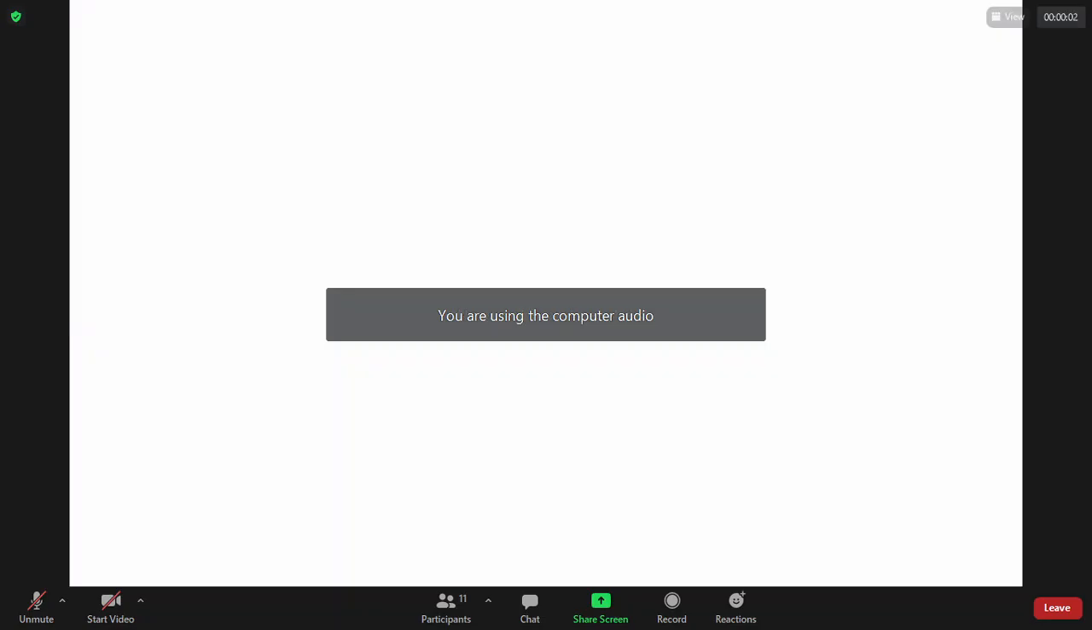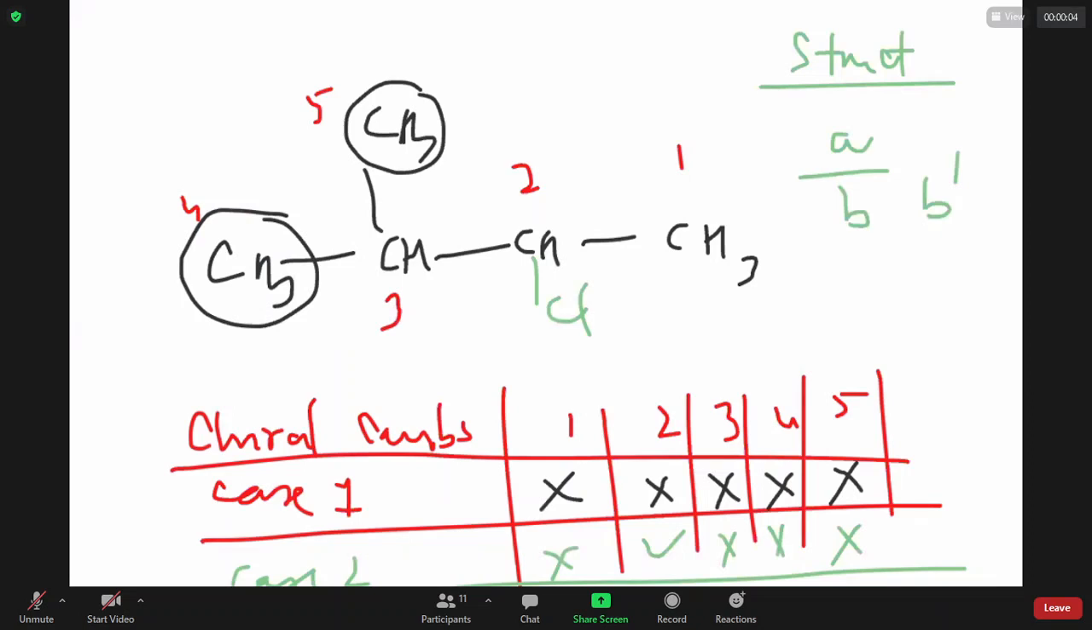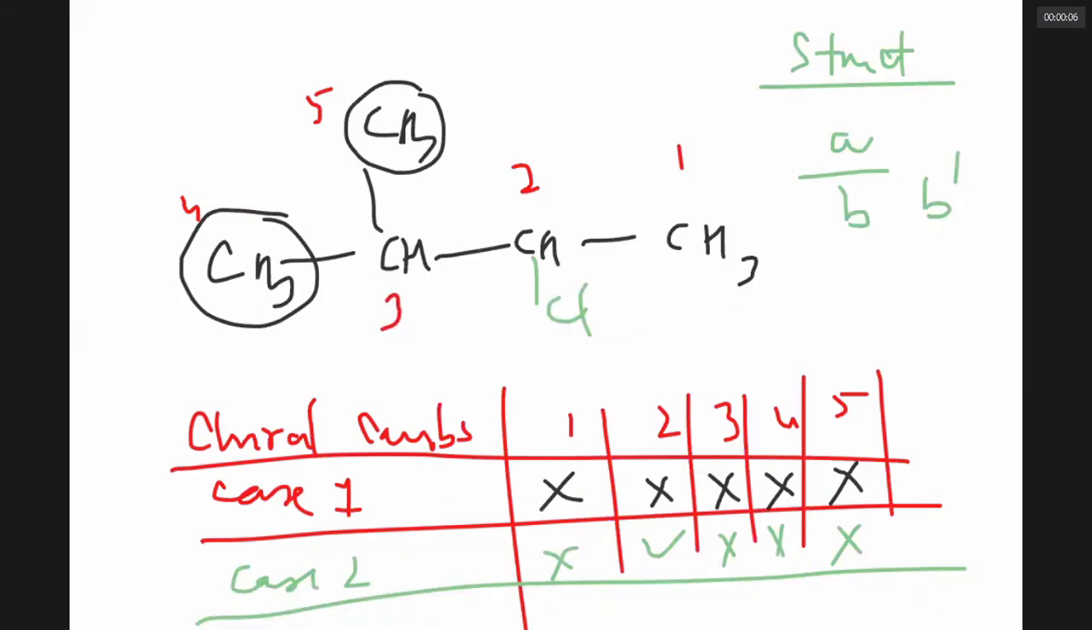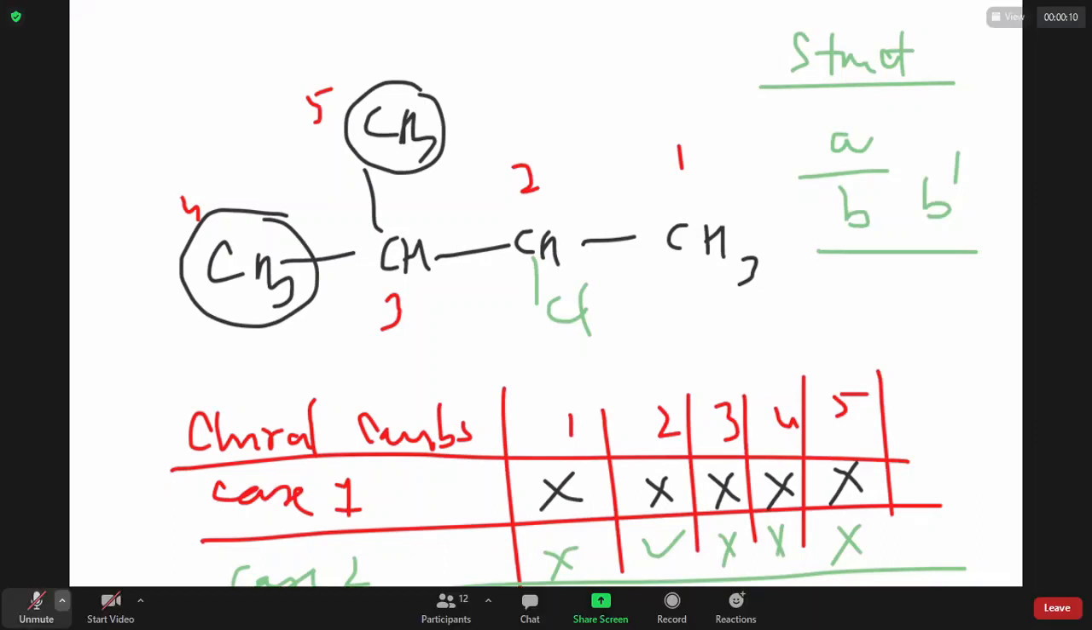But B itself can exist in two forms. One is a D form and the other one is L form. So far you have three isomers. Now let's imagine that you are placing the chlorine on, say, the third carbon. So here you remove the hydrogen and put this here.